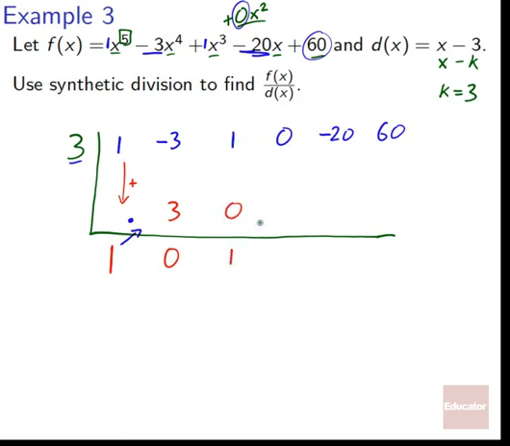0 plus 1, 1. 1 times 3, 3. 0 plus 3, 3. 3 times 3, 9. Negative 20 plus 9, negative 11. Negative 11 times 3, negative 33, positive 27.